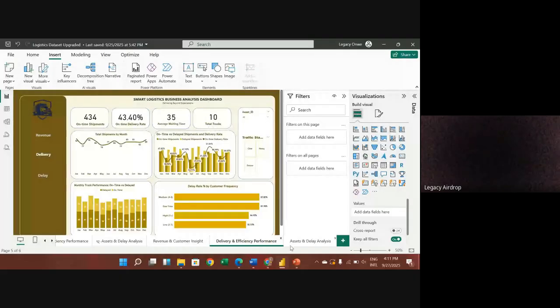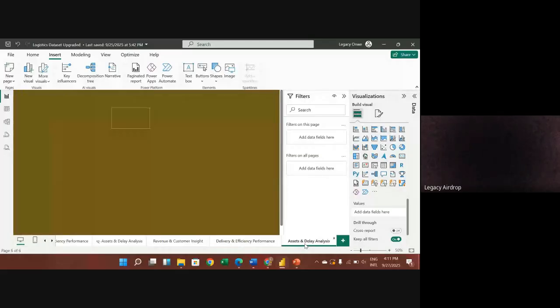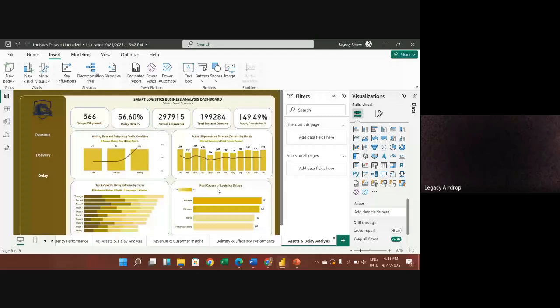Moving to the final page, which is the asset and delay analysis. The KPI shows 566 delayed shipments, giving us a 56.6% delay rate. Interestingly, actual shipment of 297,915 far exceeded forecast demand of 199,284, with supply completion at 149%.